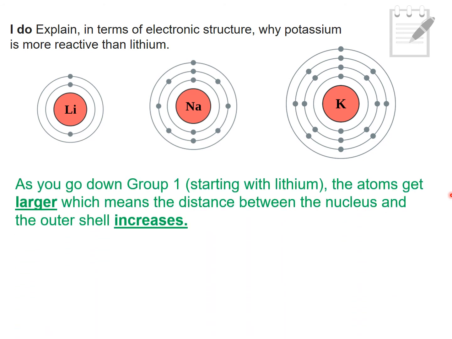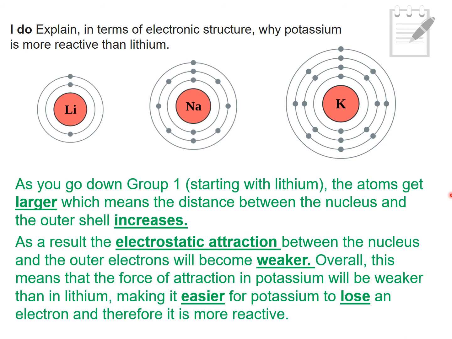So have a read through my model answer. I have highlighted and underlined the keywords in bold. Making sure that we are using that terminology, electrostatic attraction. We need to link that to it becoming weaker due to the increased distance between the nucleus and outer shell electrons. We then need to link that to, therefore, it becoming easier for the potassium to lose an electron, and link that to it becoming more reactive.